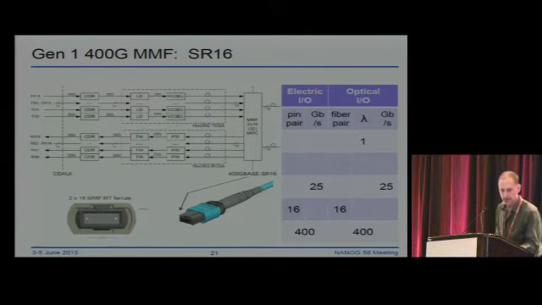What's next? The next speed is 400 gig. That just got approved by the IEEE. The first meeting of the IEEE was in Victoria, British Columbia, where we started to talk about how we're going to do 400G.